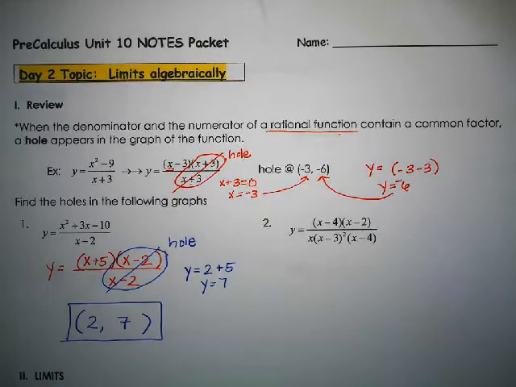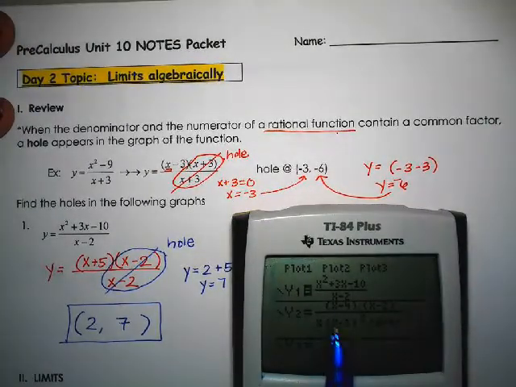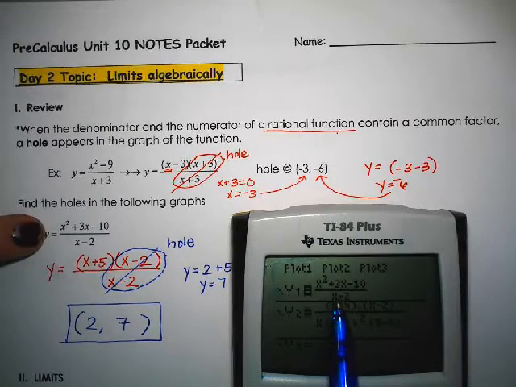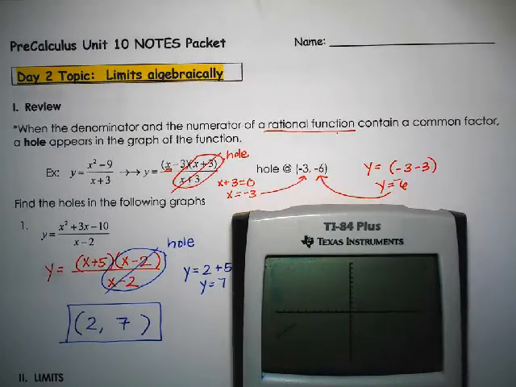And I'm going to show you what this would look like in my calculator. So I'm going to put my calculator under here. Into y1, you can ignore what I have in y2, but into y1, I have the original problem for number 1. And if I hit graph, my graph looks like this. And on my calculator, you can't see a hole.